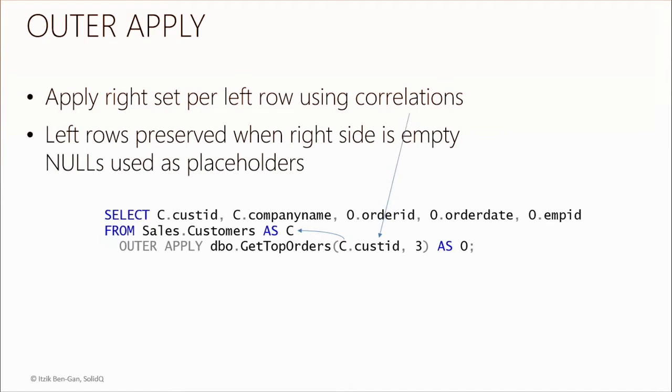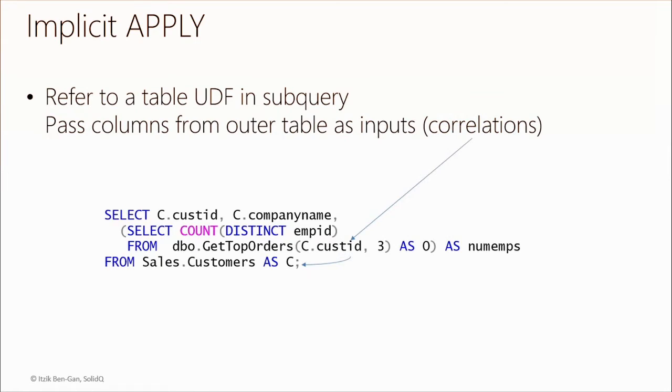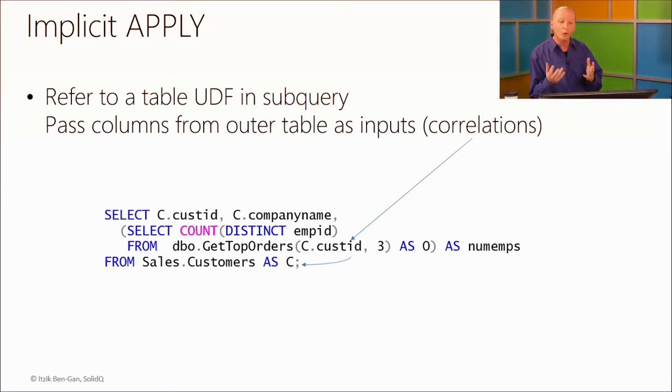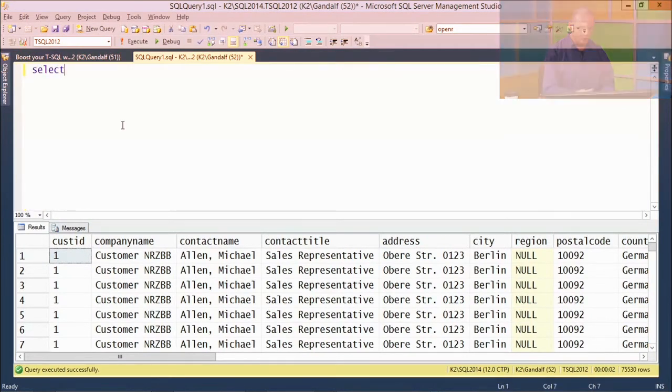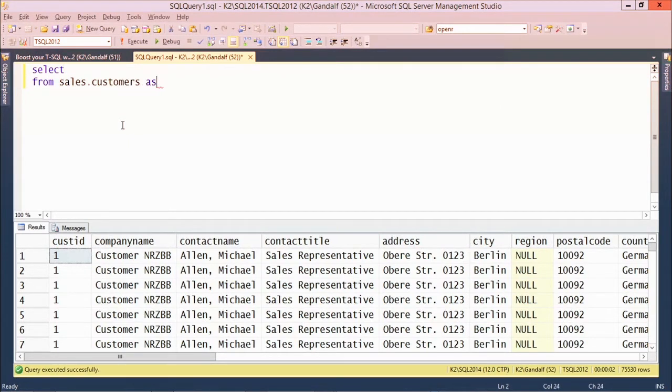And then there's a third version of the apply operator, but one that doesn't explicitly use the apply operator anyway. Still, the logic and the concept is very, very similar to apply. In fact, before the apply operator was added to the engine, this activity didn't work. So let's see what this sort of implied or implicit apply is. Let's say that we wanted to go ahead and query our customers table and return the customer ID and maybe the company name.